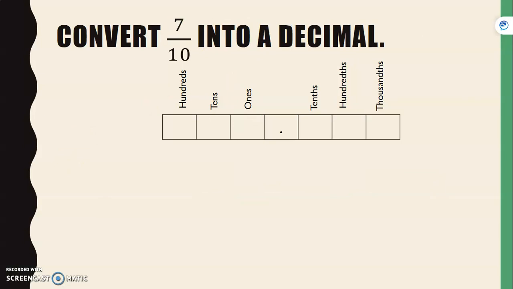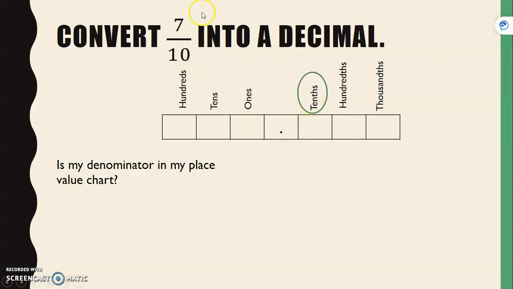All right, now let's convert this fraction, 7 tenths, into a decimal. So we want to check, is your denominator in my place value chart? So what does that mean? Is this 10 in the place value chart somewhere? This is tenths. Remember, it's fractional pieces. Yes, it's right here. So I can take my numerator and write it in the tenths place. But we don't put .7. We always put a number in front, and if there is no number, we put a 0. So this is 0 and 7 tenths read as a decimal.